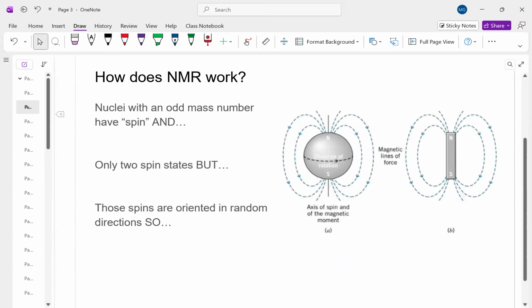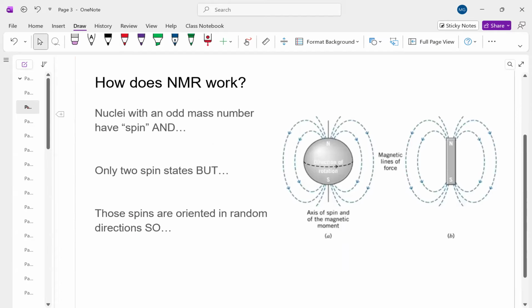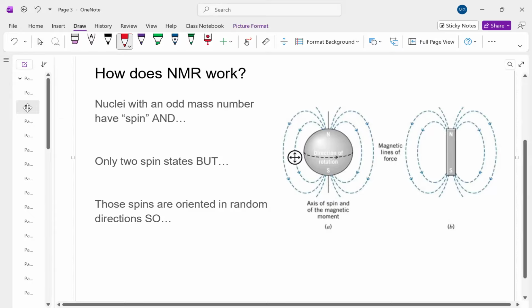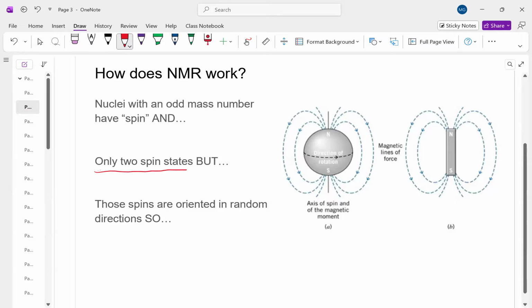So how does NMR work? I'm going to spend the rest of the time in this video just talking a little bit about the theory behind NMR. And this works great in a class setting, but what I want you to do for right now is close your eyes and imagine some things with this exercise. Nuclei that have an odd mass number have a spin. We learned this back in general chemistry. And what makes the odd mass number ideal is that it has only two spin states.